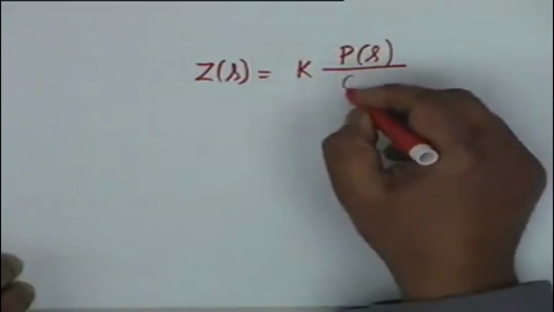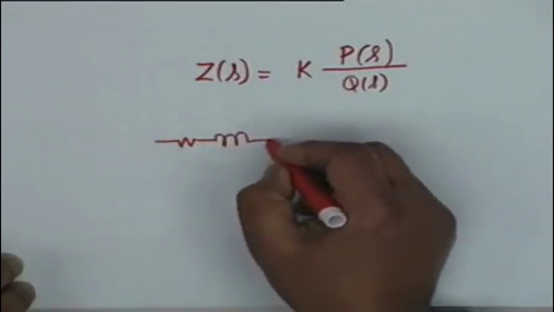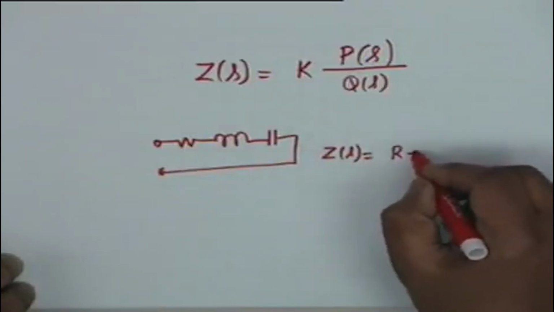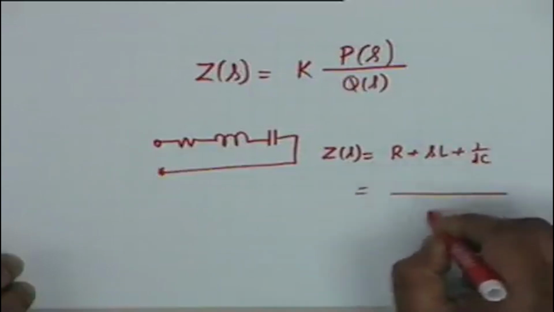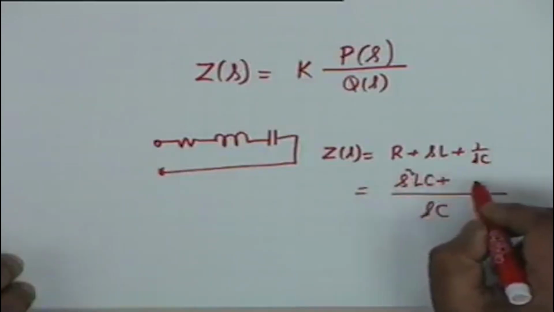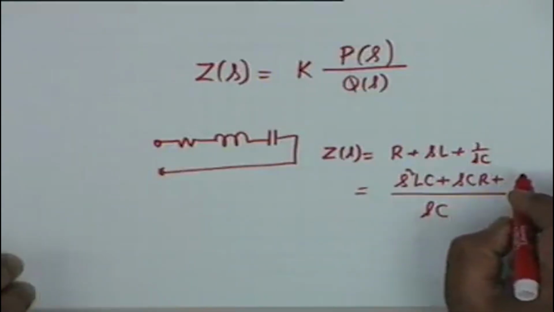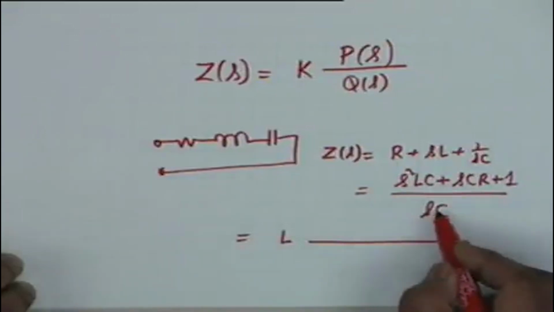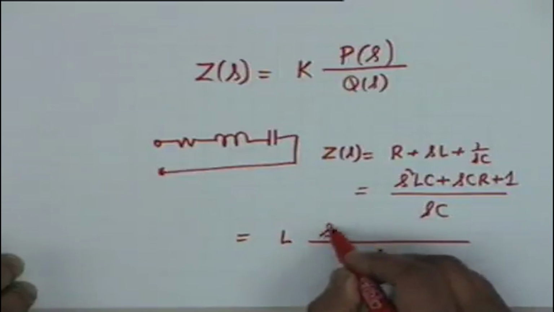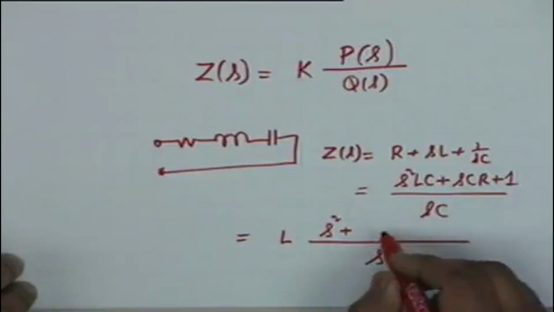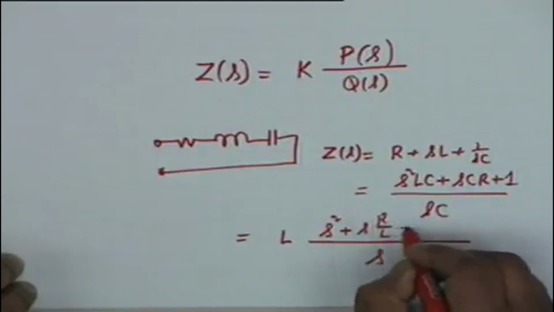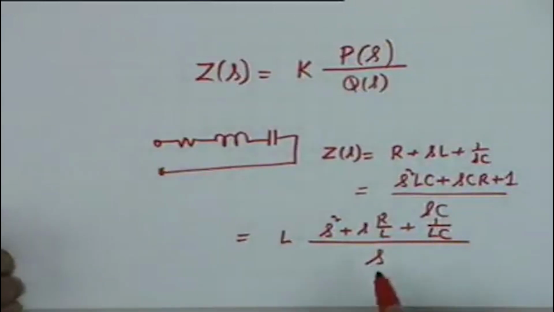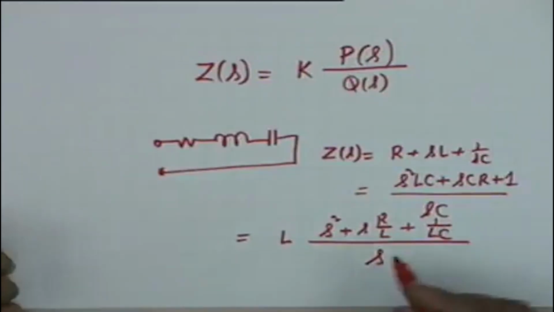For example, if you take, let's say, the simple RLC network, two terminal network, then you know the impedance is R plus SL plus 1 over SC, and this can be written as 1 over SC times S squared LC plus SCR plus 1, which I can write as, with LC taken out and C taken out from here, S squared plus S R by L plus 1 over LC, and you notice that the numerator is of degree 2 and the denominator is of degree 1. All right. So the two degrees can be different.